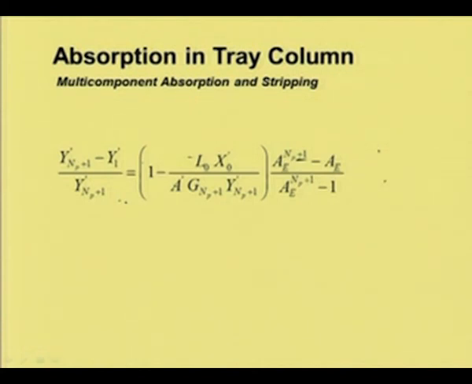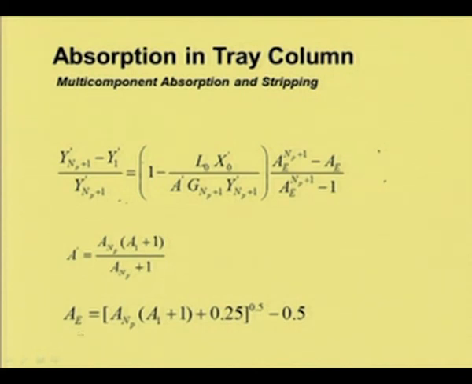So, for the absorber, the earlier equations will be y n p plus 1 dash minus y 1 dash by y n p plus 1 would be equal to 1 minus L naught x naught dash divided by g n p plus 1 y n p plus 1 dash, into a e n p plus 1 minus a e divided by a e n p plus 1 minus 1, where a dash is a n p a 1 plus 1 divided by a n p plus 1, and a e is the average absorption factor, which is equal to a n p into 1 plus 1 plus 0.25 to the power 0.5 minus 0.5.